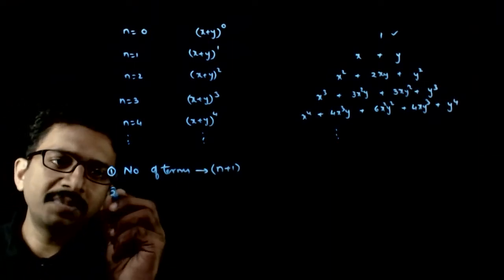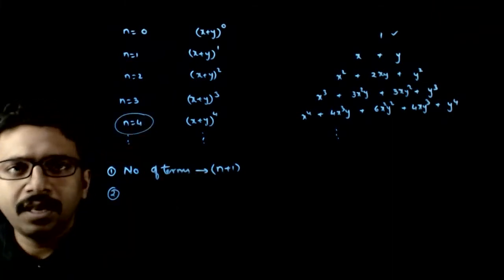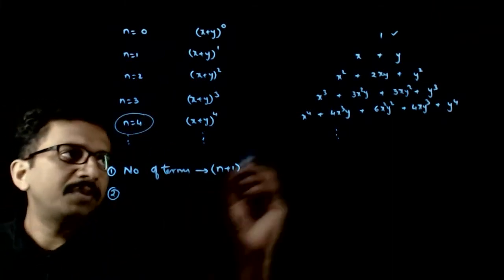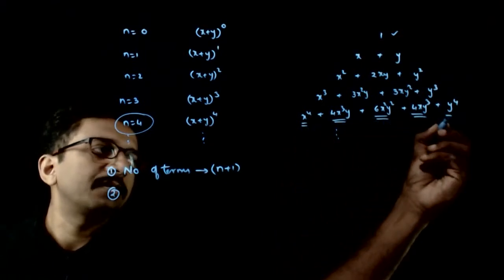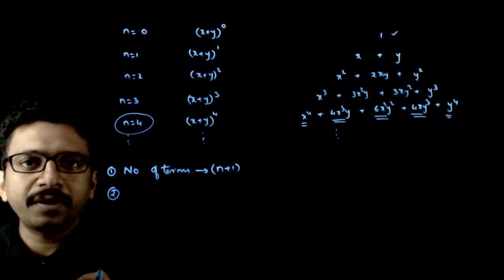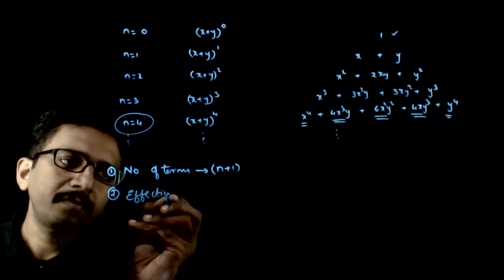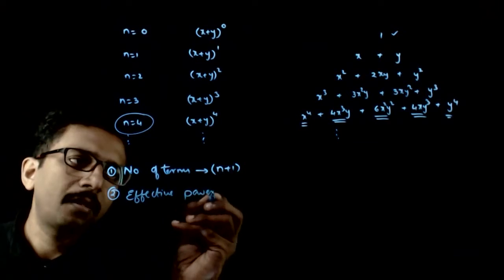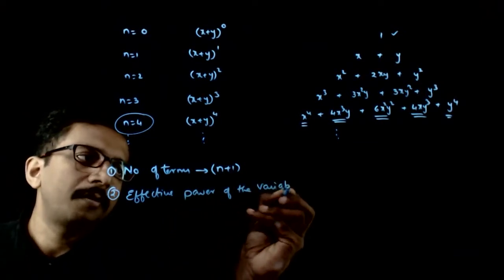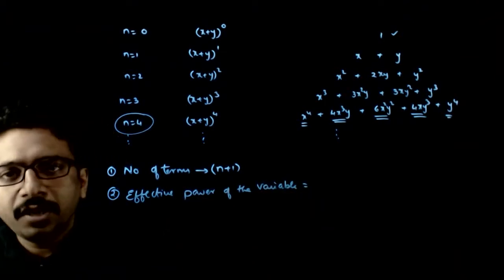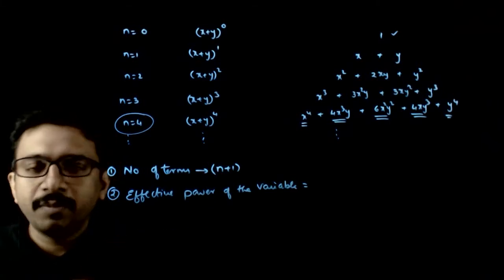And the second thing that I observe is, if I take any n, let us take n is equal to 4, observe each of these terms. Can you see the effective power of the variable? Effective power of the variable is the sum of powers of all the variables that are present.